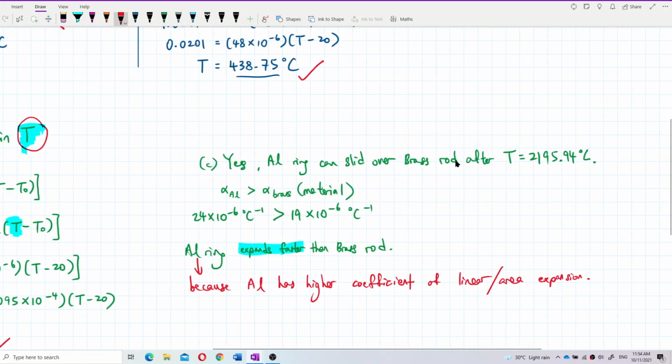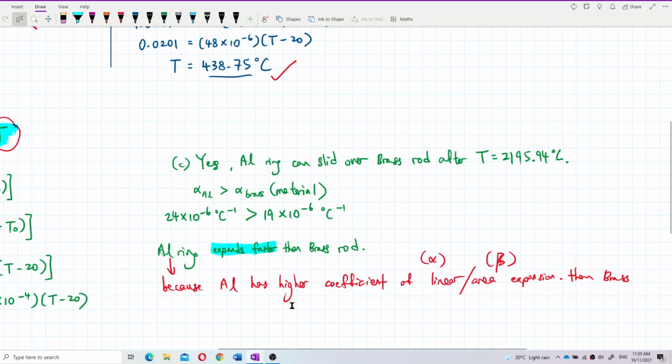If linear, it is alpha; if area, it is beta. So these are the explanations you can give: higher coefficient of linear expansion. Okay, so that's all for these questions.